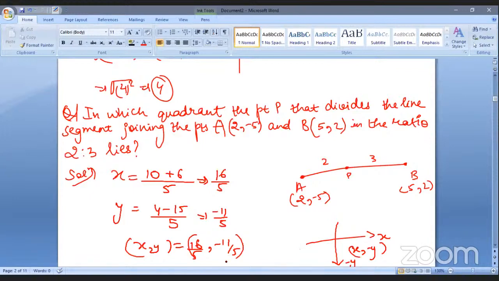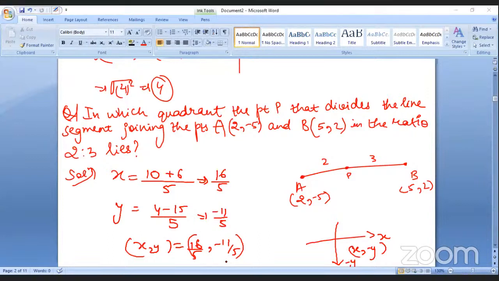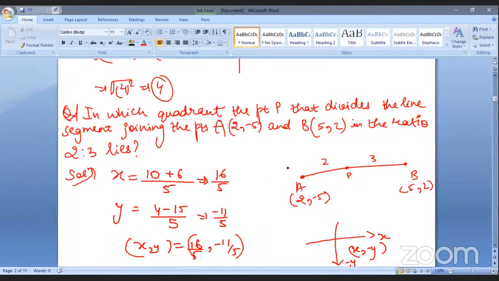Very good. What was in the chat? Fourth quadrant. Great, Sandhya. Good. Okay, so all understood this particular question? Yes, ma'am. Okay.